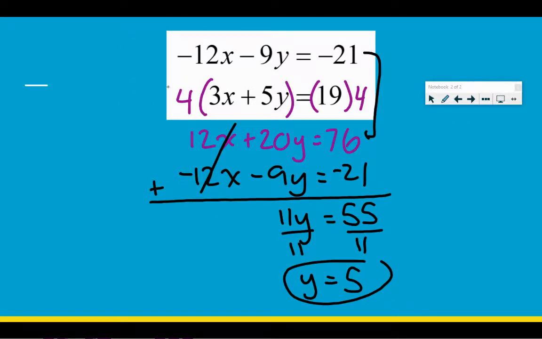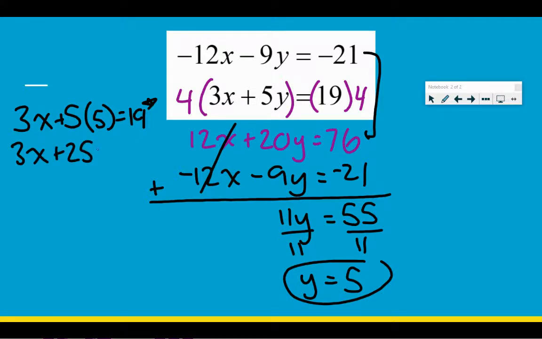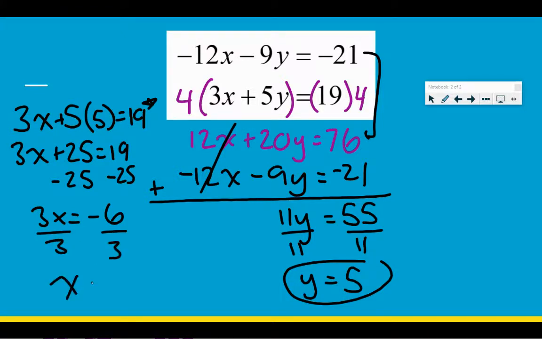We can pick either equation. I'm going to pick this bottom one because it has fewer negatives. So 3 times x plus 5 times, not y, we just found out that y is 5, equals 19. 5 times 5 is 25. Subtract 25 from both sides. And divide both sides by 3. X equals negative 2. So our final answer, x is negative 2, y is 5.